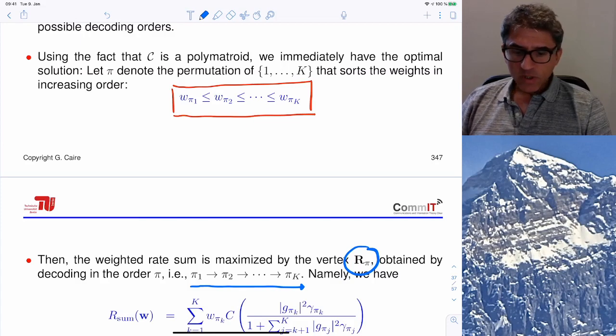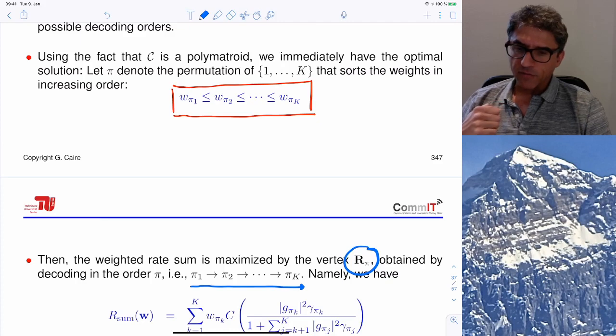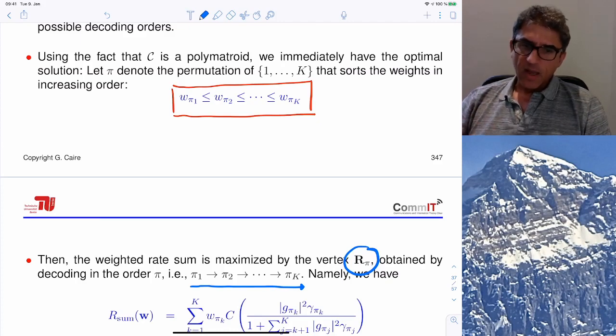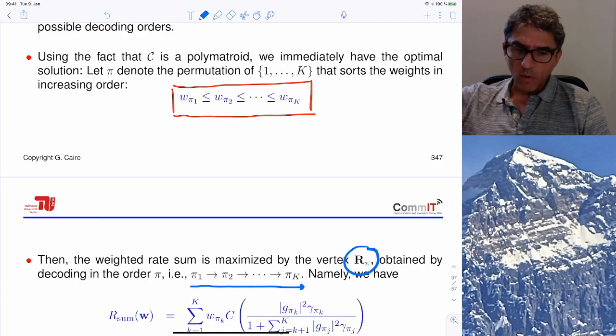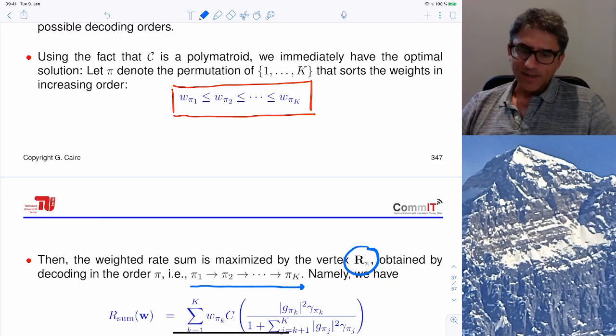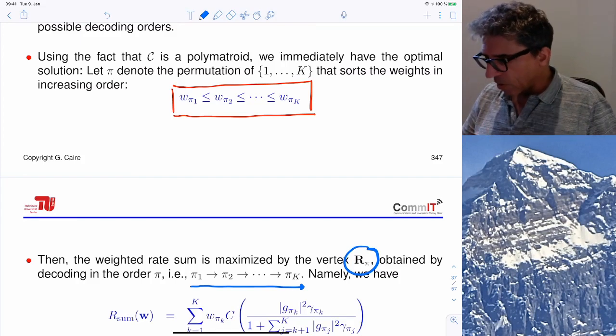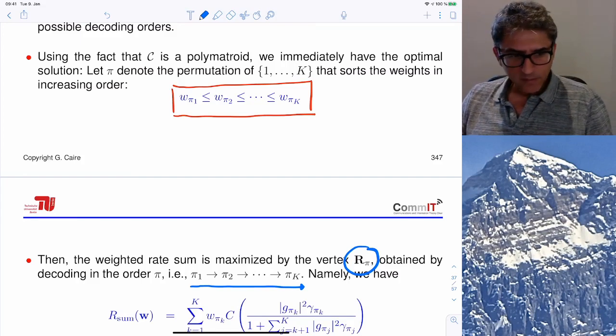And the user who is decoded first is disadvantaged because the decoder has to treat all the other users as interference. Then the second decoded user, you have already subtracted the first, so has a little advantage. And you keep going like this until the last decoded user is the most favorable one, because we have already subtracted all the interference, and this is the one with the largest revenue, the largest weight. So that's more or less the intuition behind this result.